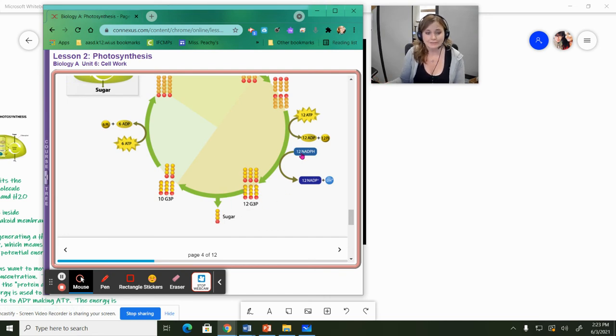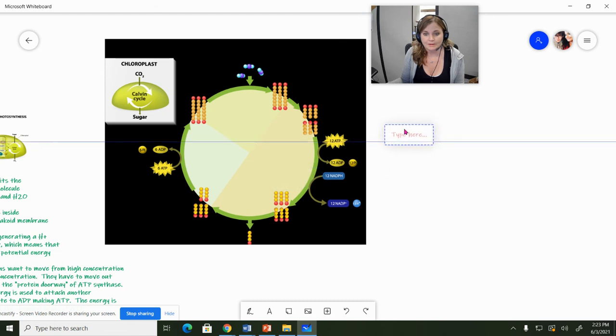And at the end of the Calvin cycle, sugar is made, and the ADP and NADP plus go back to the light-dependent reactions to then say, okay, we're ready for more energy. Let's become ATP and NADPH again. So they kind of go back to that. So let's put kind of our info here.